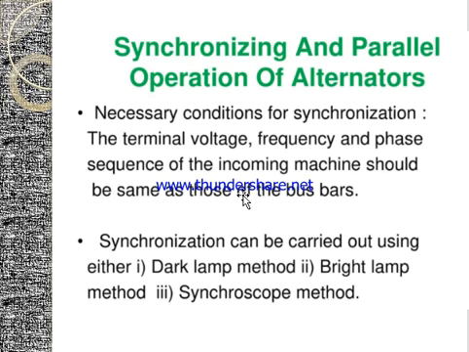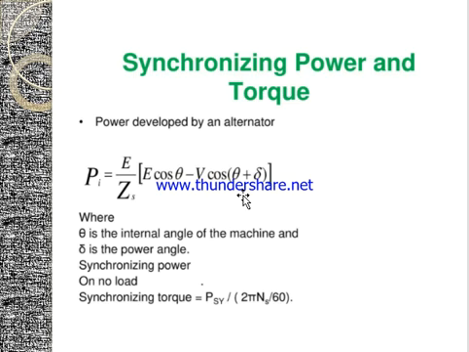Next, while considering the synchronizing and the parallel operation of alternators, the main condition is that the voltage, frequency and the phase sequence of the incoming machine should be the same as those of the bus bars to which it is being connected. For this synchronization purpose, we can use either the dark lamp method, bright lamp method or synchroscope method. In all these methods, the power and the torque equations are considered for modeling the system. And this will be a greater indicator of whether the alternators connected in parallel are in a synchronized state or not.